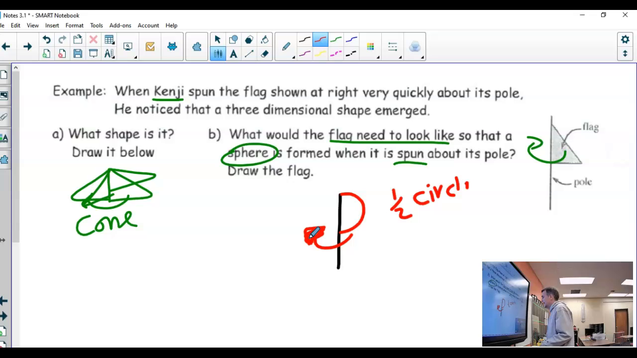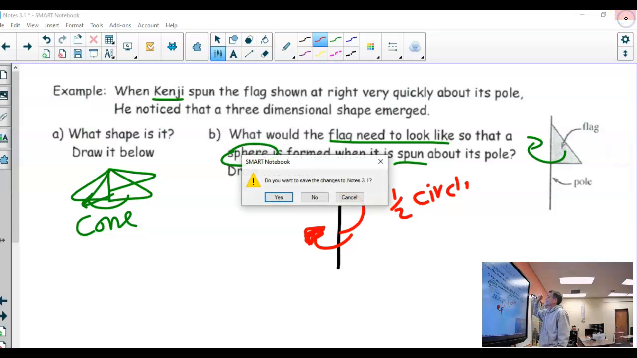All right. Let me show you a couple homework problems and we can be done. That's it for the notes.